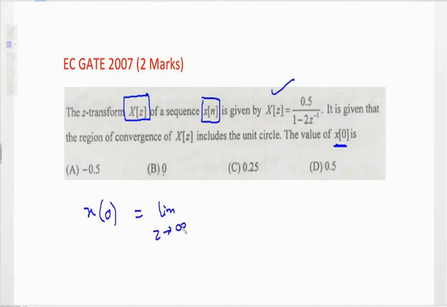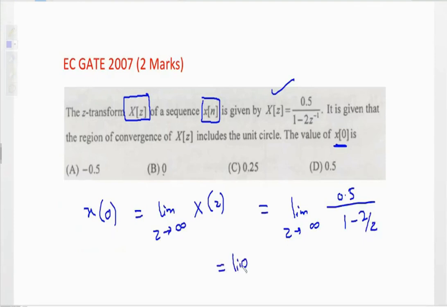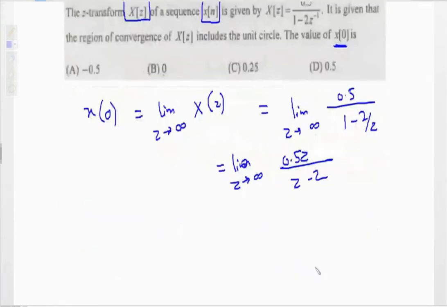If I use the formula, the initial value is limit z tends to infinity of X(z), that is the initial value form. That becomes limit z tends to infinity of 0.5 divided by (1 − 2 by z). So that is nothing but limit z tends to infinity of 0.5z divided by (z − 2). Then here the highest power is z, so divide by z.